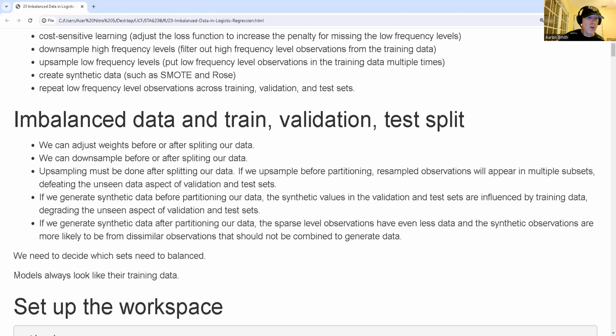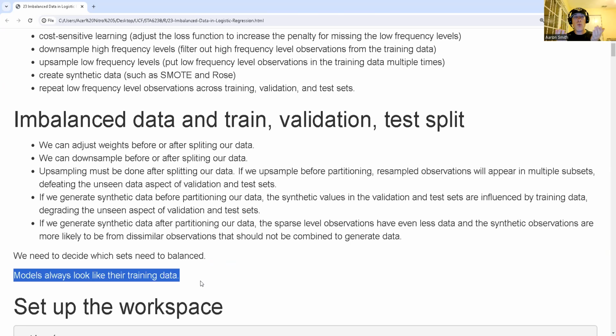One thing to remember: models always look like their training data. Period. Models always look like their training data. If I change the proportions of my target variable, I'm going to change the proportions of my predicted values. And so the results will look like the training data, guaranteed.